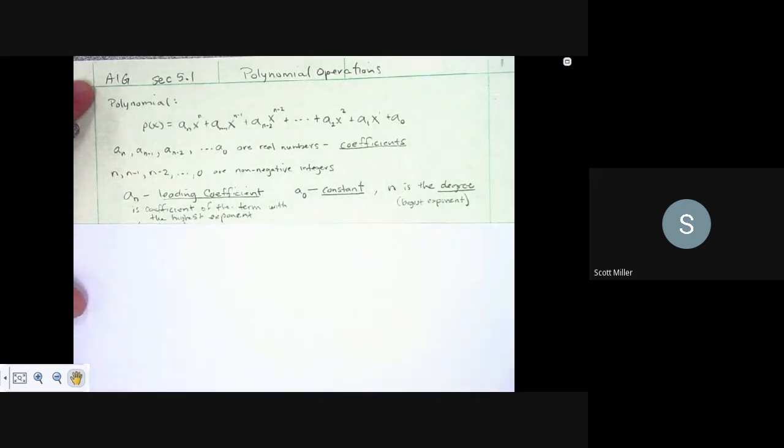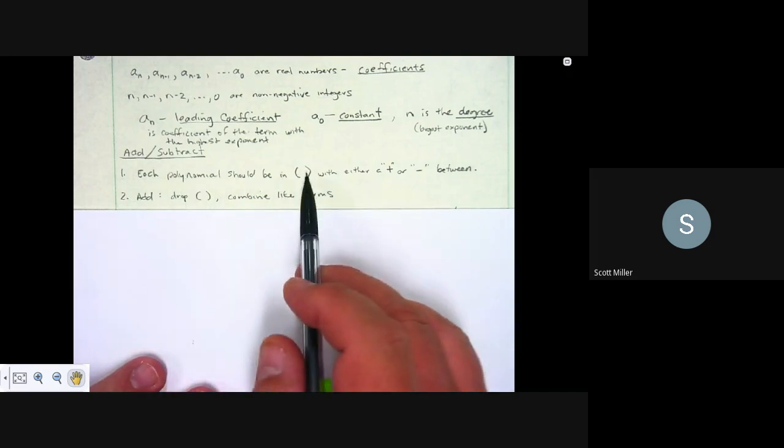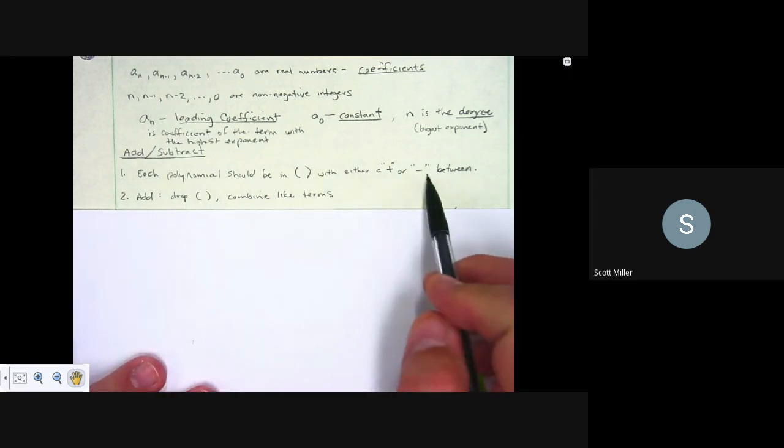We're going to add, subtract, and multiply these polynomials in this lesson. So how do I add and subtract? What is my process I'm going to follow? When you add or subtract, each polynomial that you are either adding or subtracting should be put in parentheses with either the plus or the minus sign between them, so that whether you're adding or subtracting is accounted for accordingly.